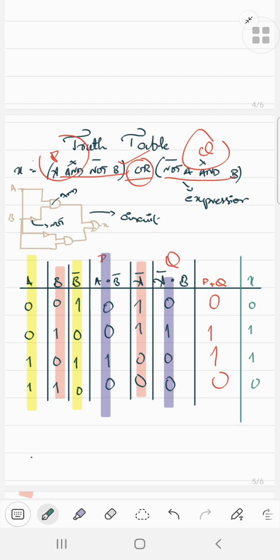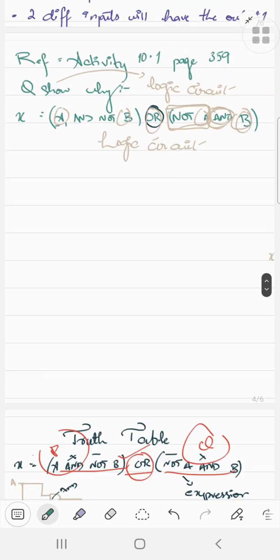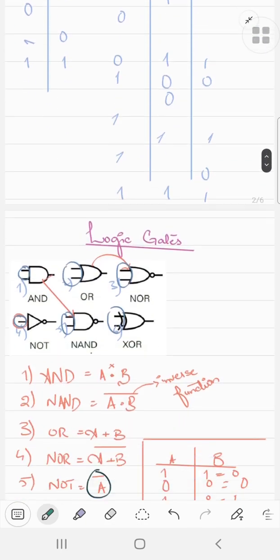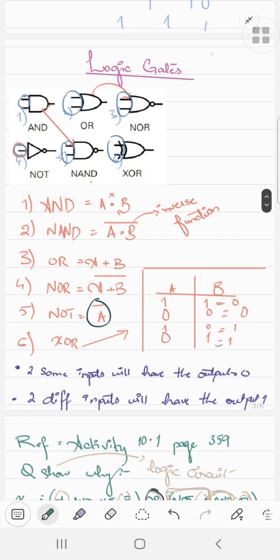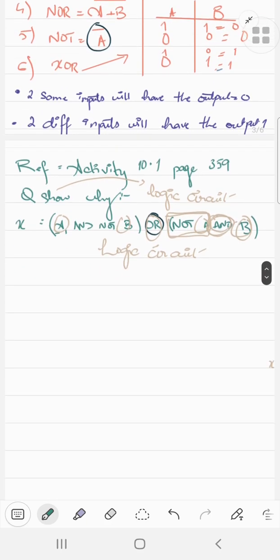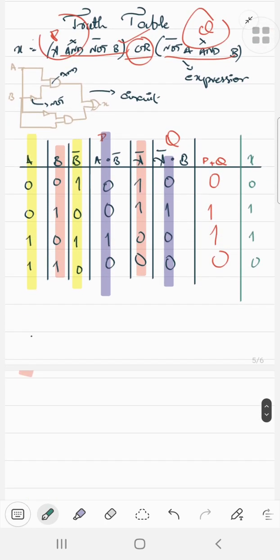I hope this entire concept of inputs, starting with the inputs, then the logic gates, logic circuit, and this truth table, I hope is all clear to you all, and you'll be having no confusion with that. However, if you do have any confusion with it, please do leave it in the comment section, and I'll try my level best to solve all your problems related to it.